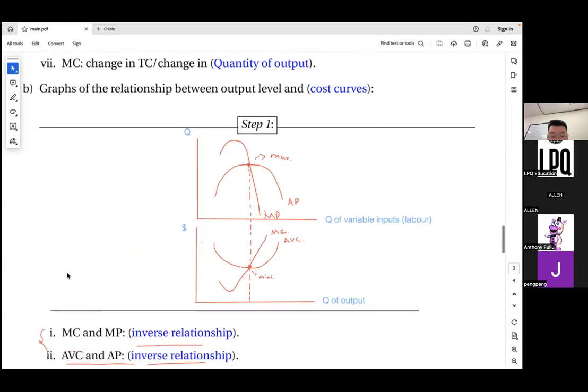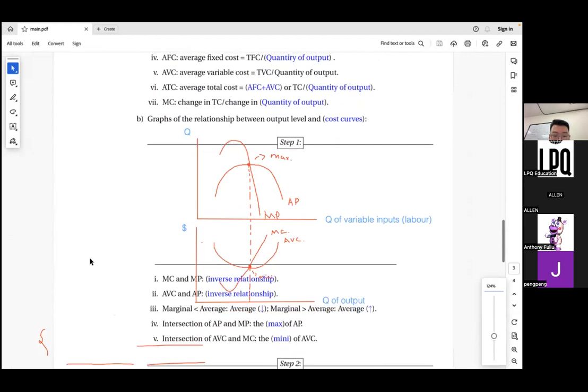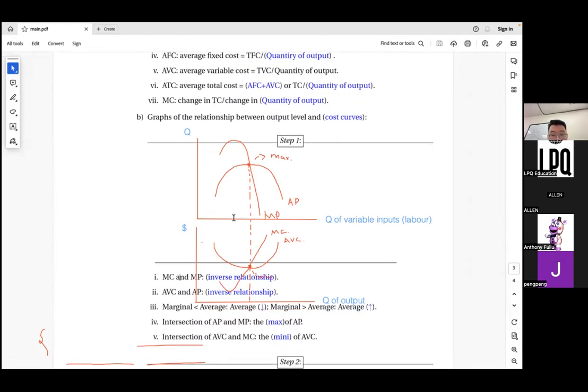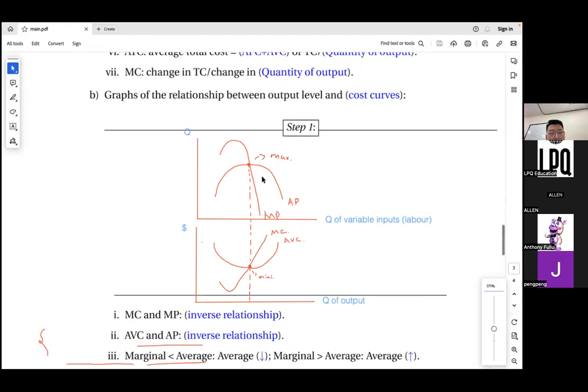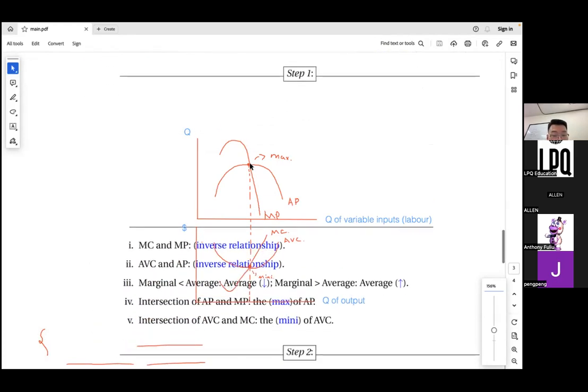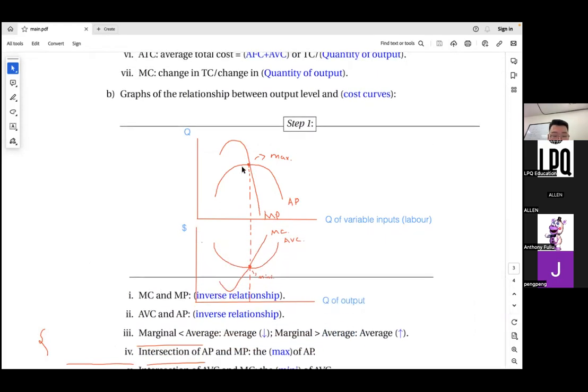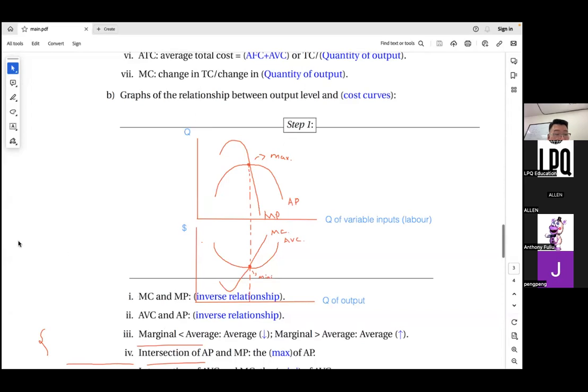Okay. For this graph, besides number 1 and number 2, we also mentioned number 4 and number 5. The intersections are labeled here, right? The intersection of AP and MP should be the maximum point of AP. The intersection of MC and AVC should be the minimum point of AVC. And one more thing we can learn from this question is that if the marginal variable is less than the average variable, the average is decreasing.